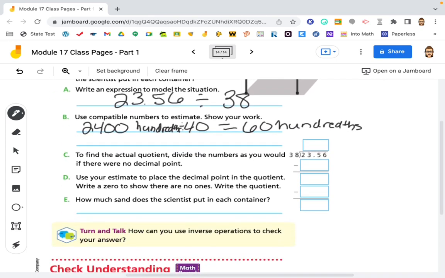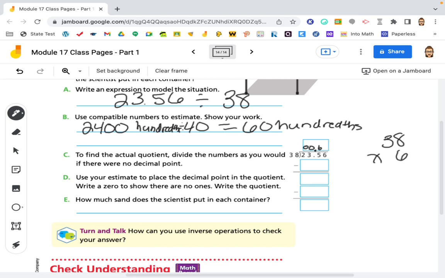So to find the actual quotient, divide the numbers as you would if there were no decimal point. Well, this is use your estimate to place the decimal point in the quotient. So we're saying there's about 60 hundredths. So that means we're going to start over here, because 38 doesn't go into 2, it doesn't go into 23, so we're going all the way over to 235, and we would say that it is about a 6.